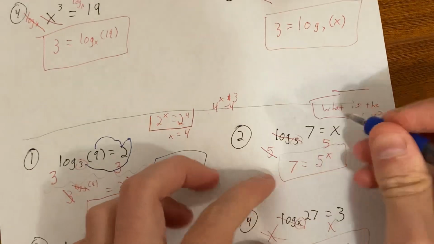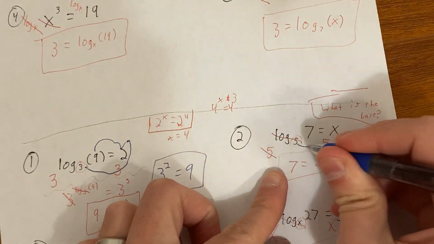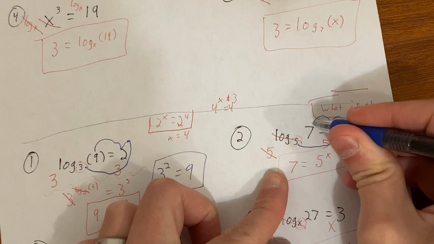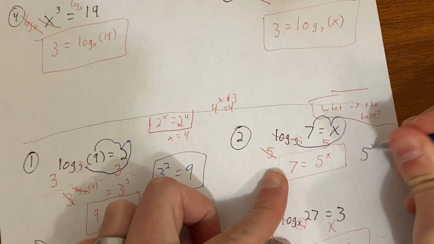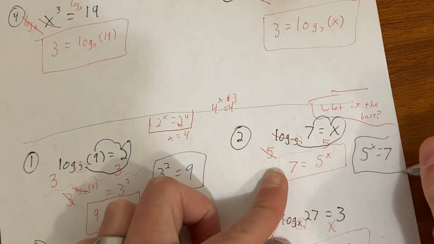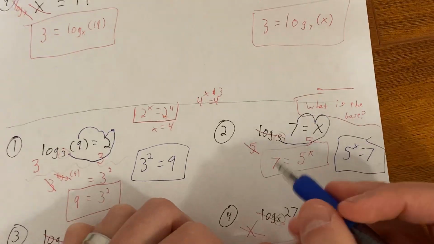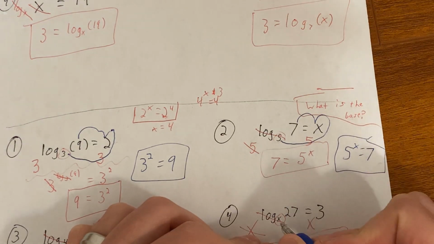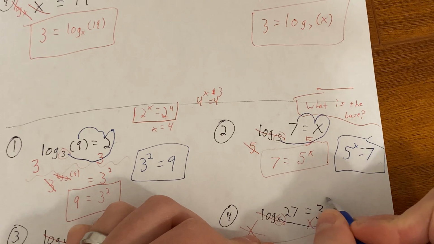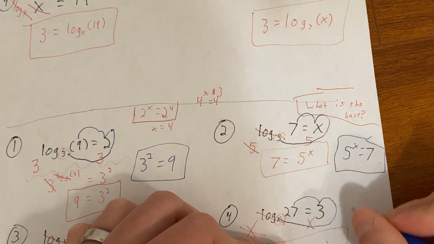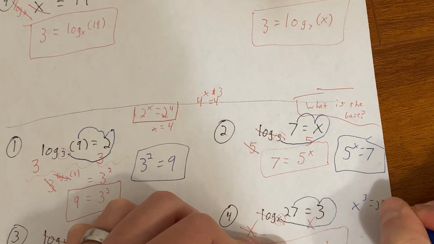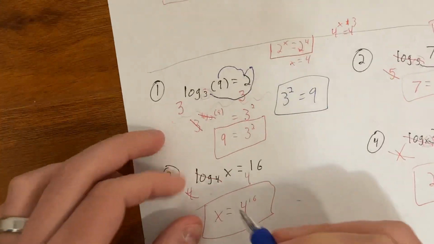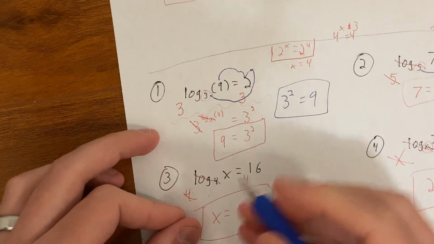Over here, if you were to do it, it'd start with the 5. 5 to the x equals 7. Don't you love it? It gets you the same answer. It's just a little different. X to the third equals 27. And then here, 4 to the 16 equals x.